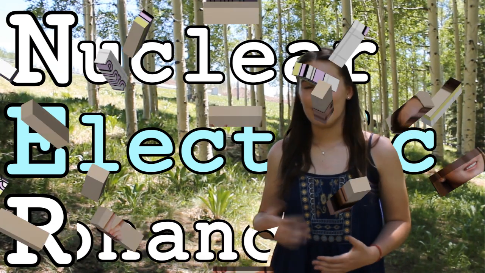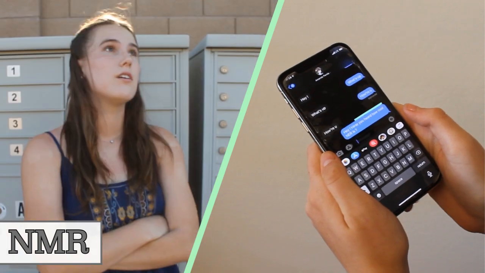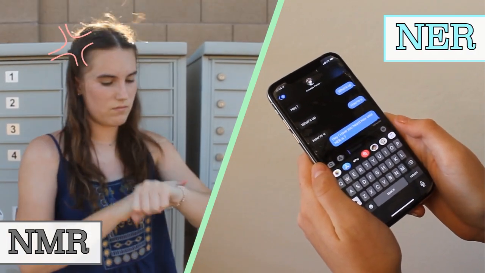Nuclear electric resonance uses an electric field to interact with the nucleus. The electric field, like the magnetic field, must be varying at a certain frequency. Like NMR, this interaction reorients the nucleus and prompts the electromagnetic signal. So, NMR and NER are basically two different methods of accomplishing the same thing, like sending a message through mail or through text. One is clearly more direct, but both accomplish the same goal.